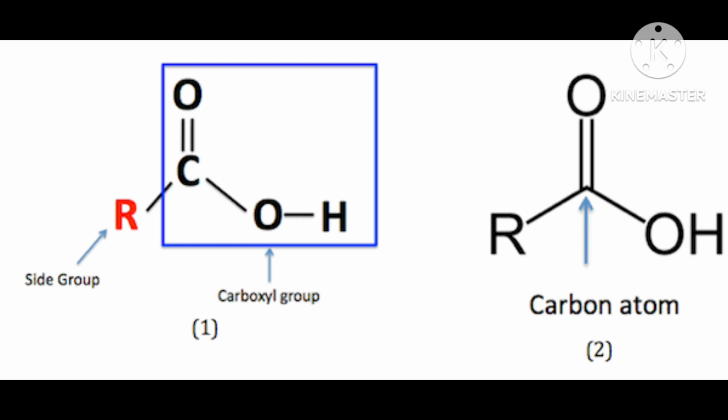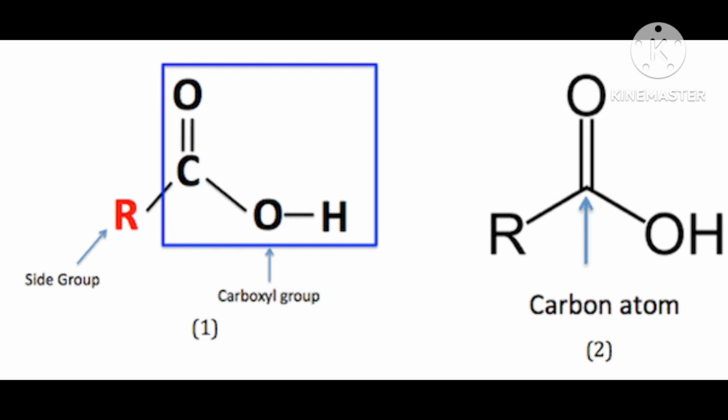And what is the IUPAC name? At carbon number 2, a methyl group is attached. That's why its name is 2-methyl propanoic acid. Total 4 carbons are there, but one is a methyl group, CH3. Hence, the main chain is propane. Then E gone, OIC added in the place of E. Then the IUPAC name will be 2-methyl propanoic acid.